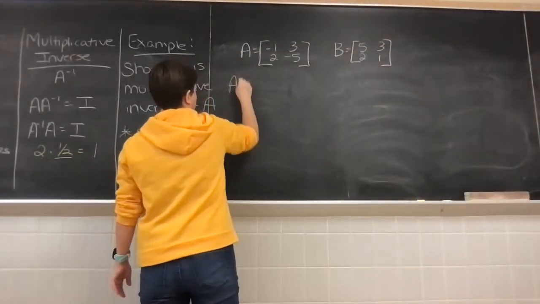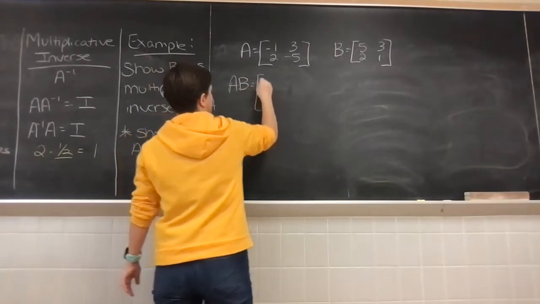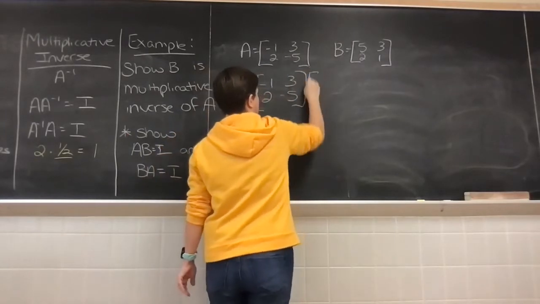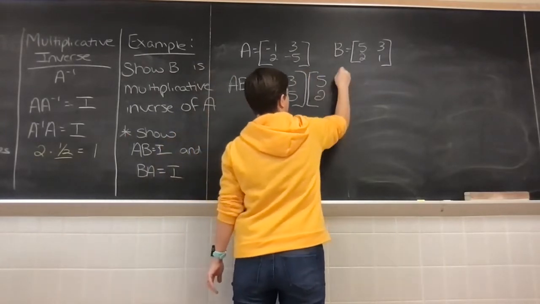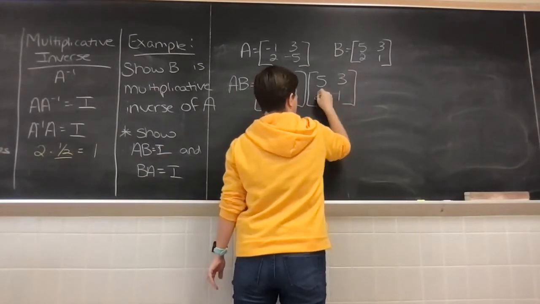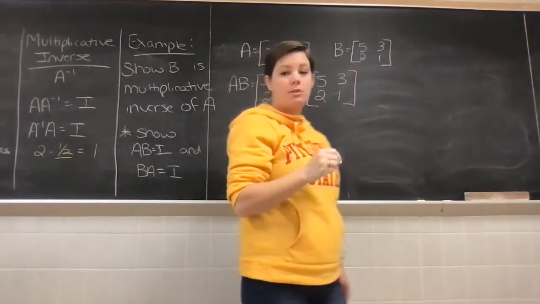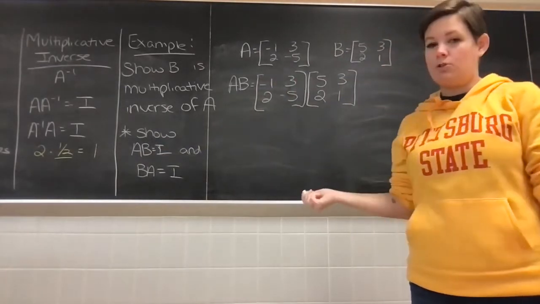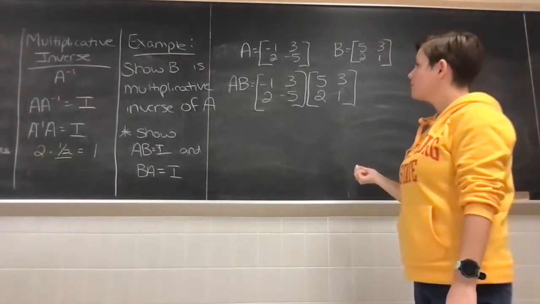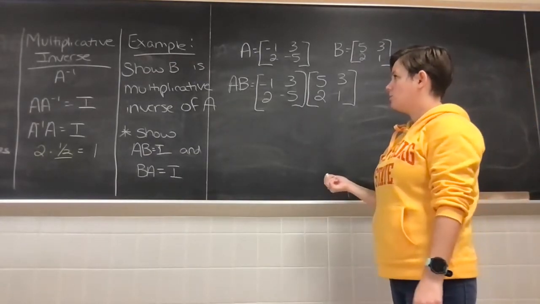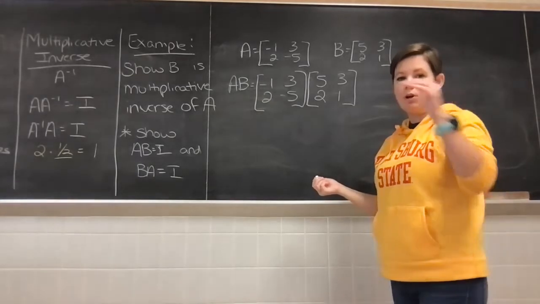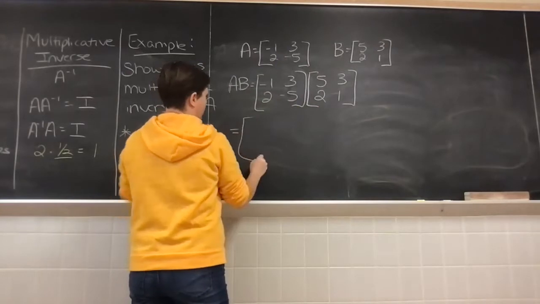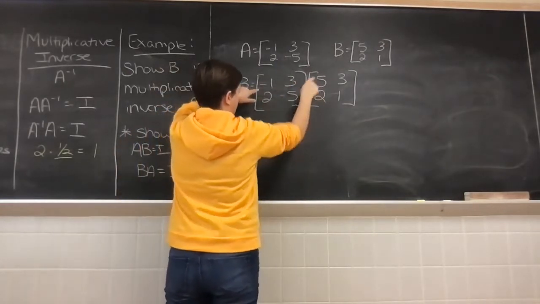So A times B, we have -1, 3, 2, -5, times B, 5, 2, 3, 1. This is going to be good practice from 6.3 where we learned how to multiply matrices, because this is what we're doing. We're multiplying two matrices, so this is giving you extra practice as well. Remember, when we multiply two matrices, we think about it as rows times your column.